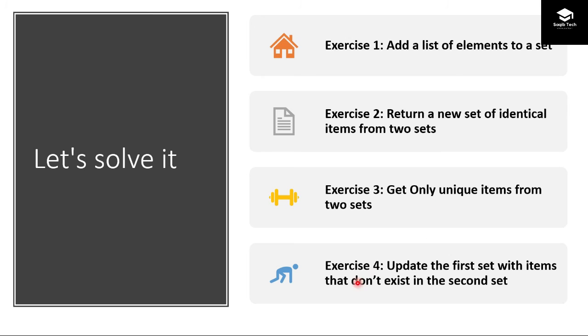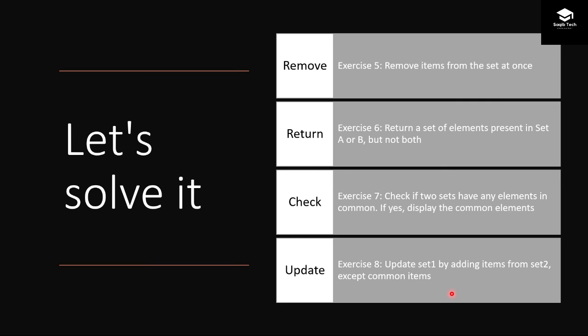Exercise 4: update the first set with items that don't exist in the second set. You know which function to use, we have learned it. Exercise 5: remove all items from the set at once. You want to delete all elements. You should know which function to use. I told you in the previous slide or a minute ago. Exercise 6: return a set of elements present in set A or B but not both. Only those elements which are present in A or B, but not common to both sets.